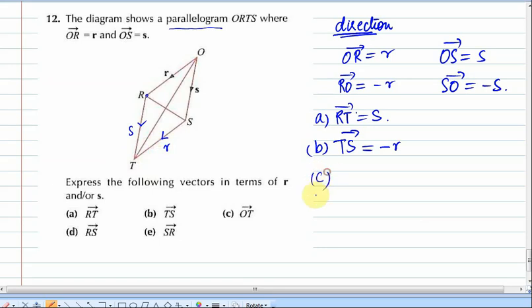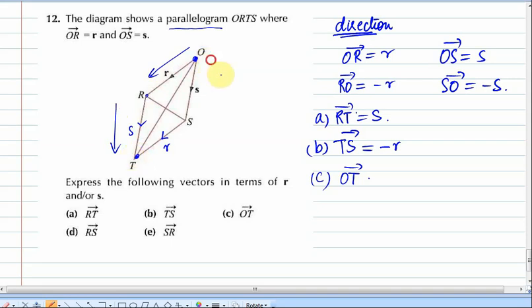Further, part C, OT. Now, the simplest way that I use to explain this type of vector question, you need to go from O to T. You can't move directly. Either you need to move from O to R or O to S, it's up to you, but you cannot move directly from O to T. So what you will do, first you will move from O to R, then you will move from R to T, and you are at the point T.